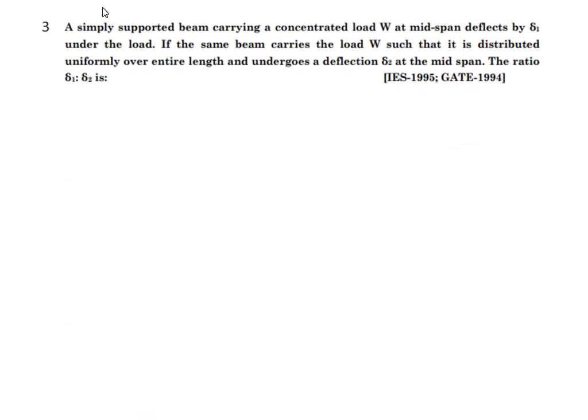Now the third question: a simply supported beam carrying a concentrated load W at mid-span deflects by delta 1 under the load. If the same beam carries a load W such that it is distributed uniformly over the entire length and undergoes a deflection delta 2 at mid-span, the ratio delta 1 to delta 2 is. We have different options; let's check what's the right option. So we have a simply supported beam. In the first case, we are applying a concentrated load W at the center, or at the mid-span.